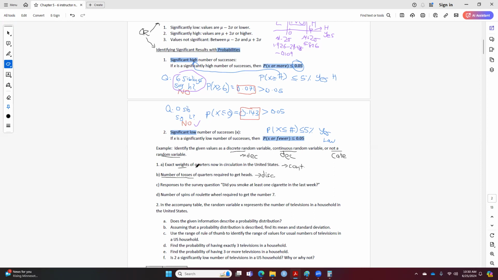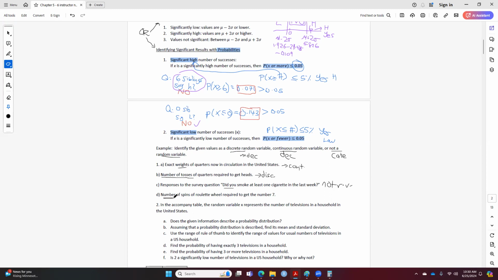Any questions? C, responses to the survey question, do you smoke at least one cigarette in the last week? Now, this has the words do you, so this is a categorical type. So this is not a random variable, because it is a categorical variable.